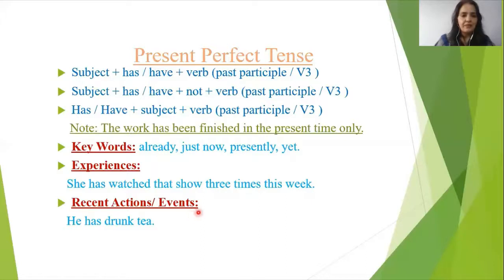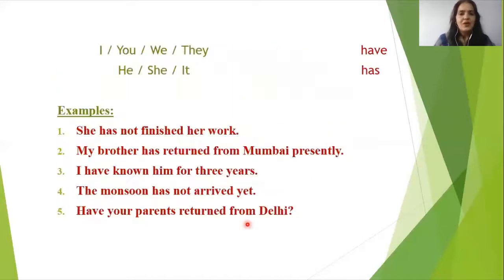Recent action or events. If you can see in the sentence, recent action or event, something occurred right now. I have drunk tea. Suppose you are informing anybody just after taking tea: oh, I just drank tea. Okay. So, we will understand these helping verbs like this. This have we will use with plural subjects: you, we, they, I. And with singular number, he, she, it, we will use has here.